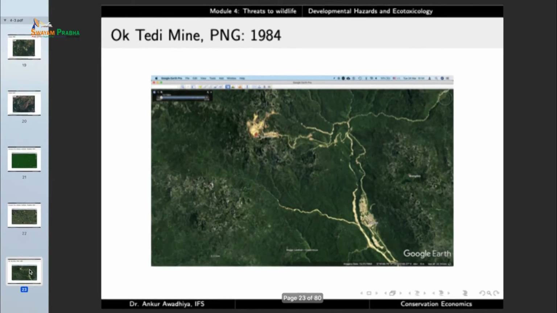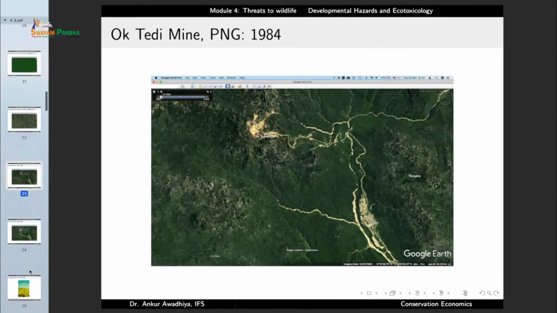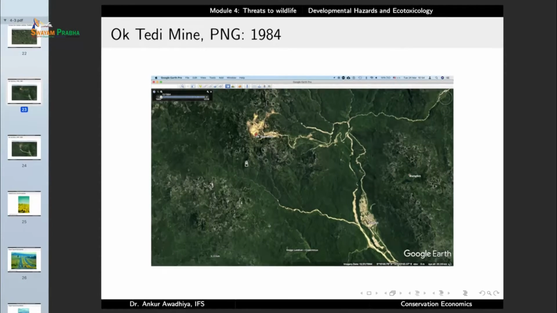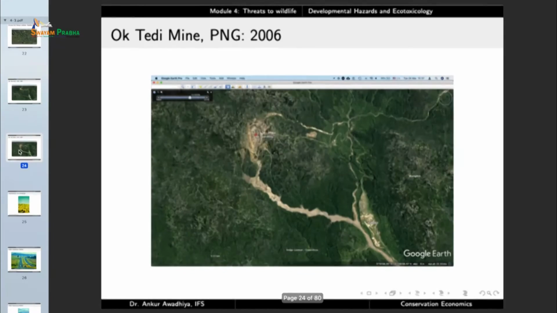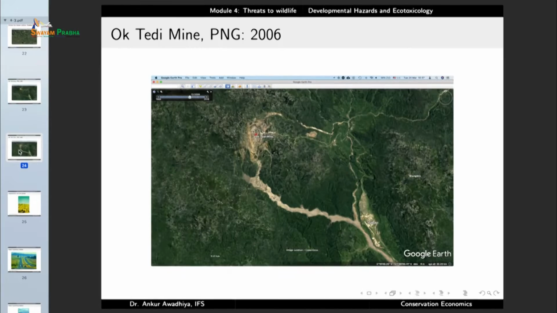This is another example of deforestation for mining. So this is the Oak Tedi mine. And if you concentrate on this area, or if you concentrate on the river where the dumps are thrown down, a massive amount of deforestation. So this river has become so toxic that the trees around it are dying off.